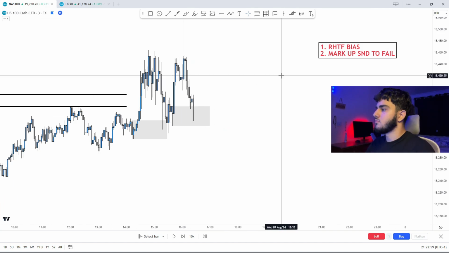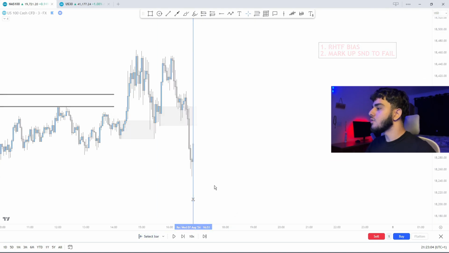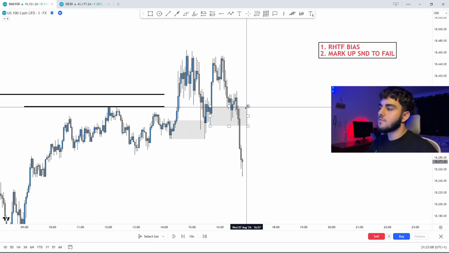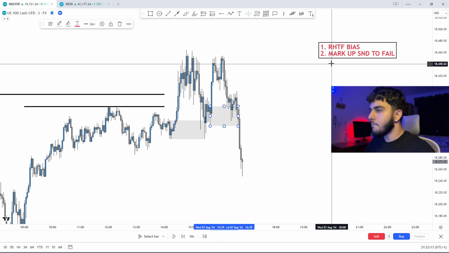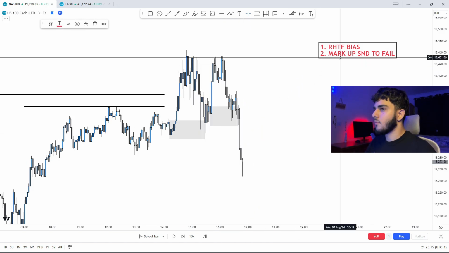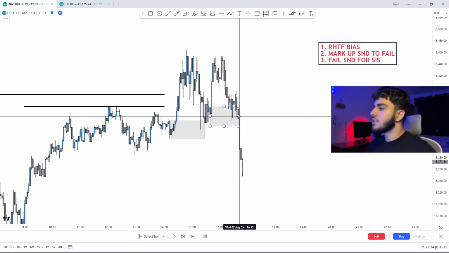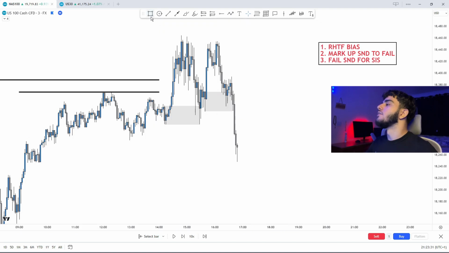And that's why this concept is so important, guys. Because if we don't see price failing the demand zone, then we know not to go shorts, right? Because we don't have the shift in structure, and that's why this works, right? But here we can see price fails it, and then we have step 3: fail S&D for SIS. And now we can say we have our shift in structure right here, guys, and we can successfully go shorts on this trade.